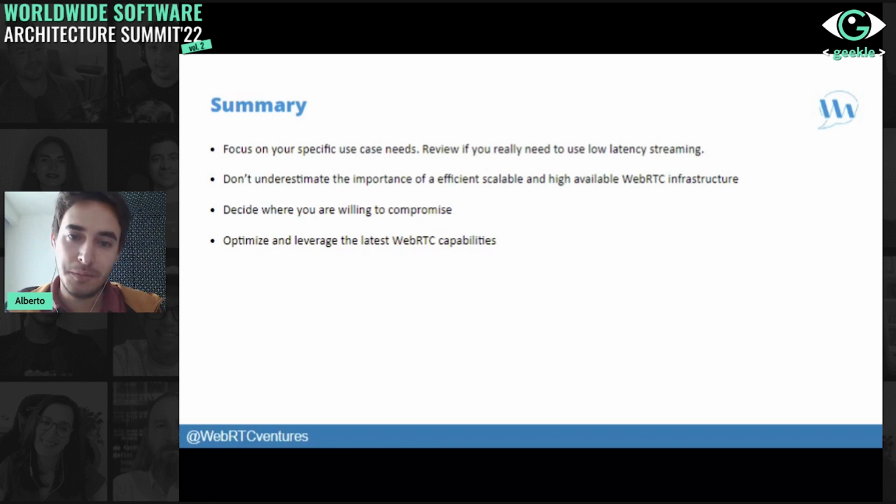And of course, optimize and leverage the latest WebRTC capabilities, some of which I mentioned today. And I think they also make a huge difference.